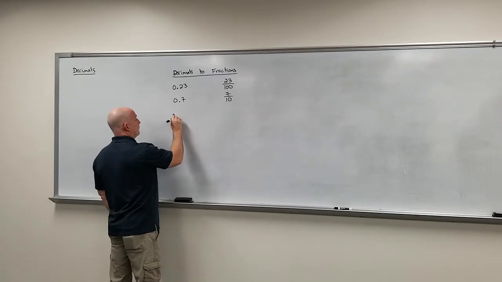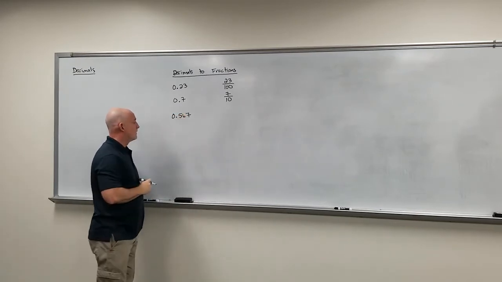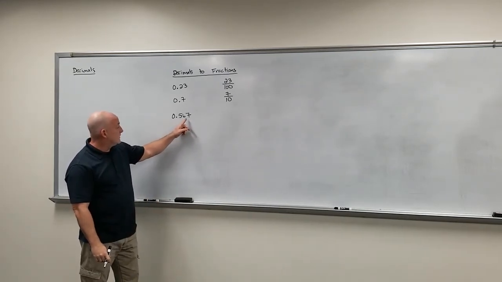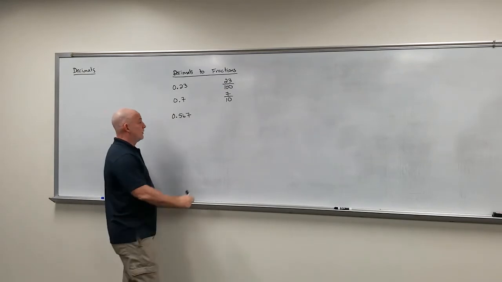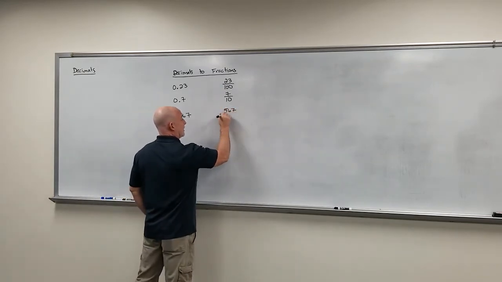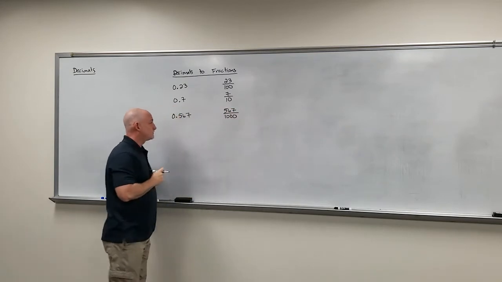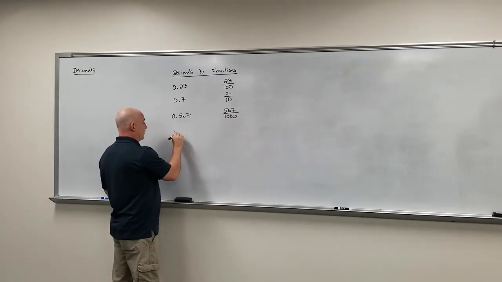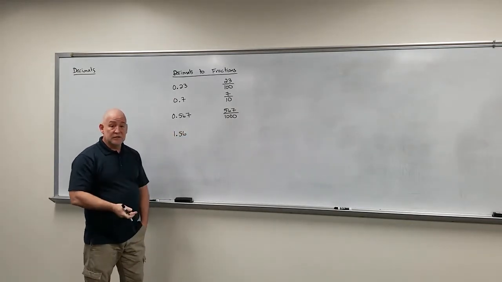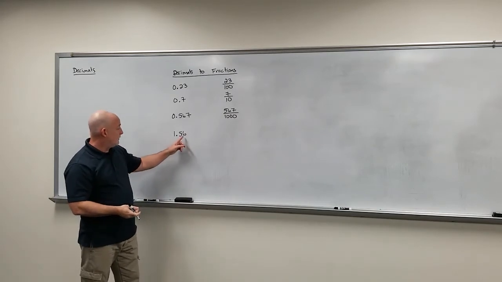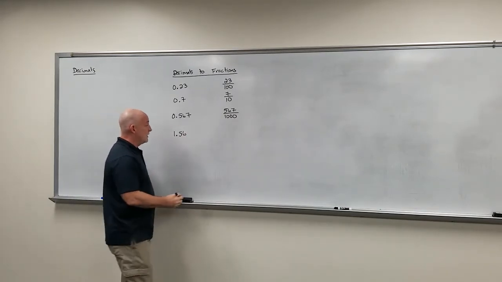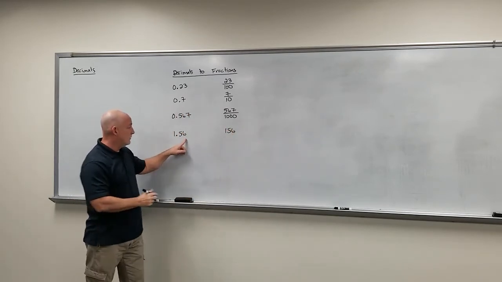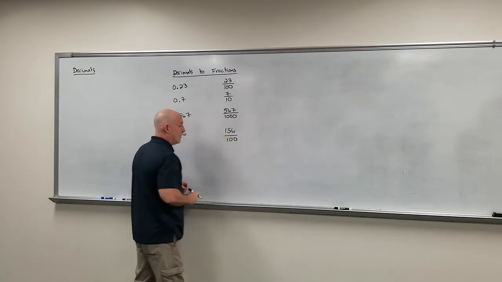What about if I had 0.567? Again, if we wanted to read this decimal, this would be 567 thousandths. So we would have 567 over 1,000. Now this works when we have a whole part of the number as well. If we have something like 1.56, we do the exact same thing. This is 1 and 56 hundredths, so we write the number without the decimal place, 156, and this is in the tenths, hundredths spot, so we put 100 on the bottom.